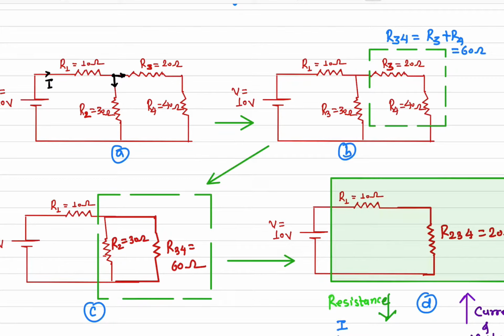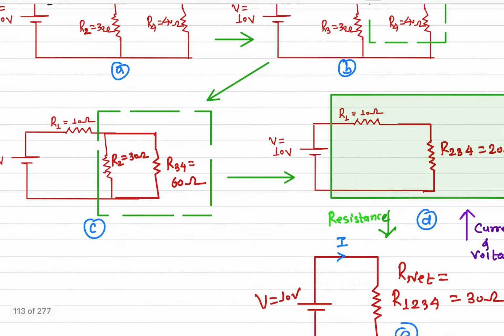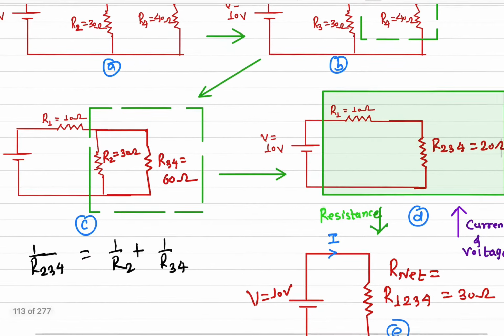Again, now here, the current is passing here. Some current will go this way and some current will go this way. That means these two must be in parallel combination. So what's the formula for parallel combination? The formula for calculating the parallel combination is, in this case, this is R2 and this is R34. So 1 over R234 equals 1 over R2 plus 1 over R34. Now we have to plug in the values.